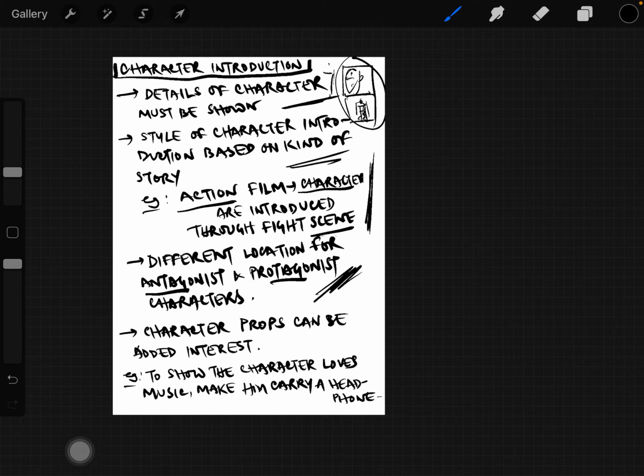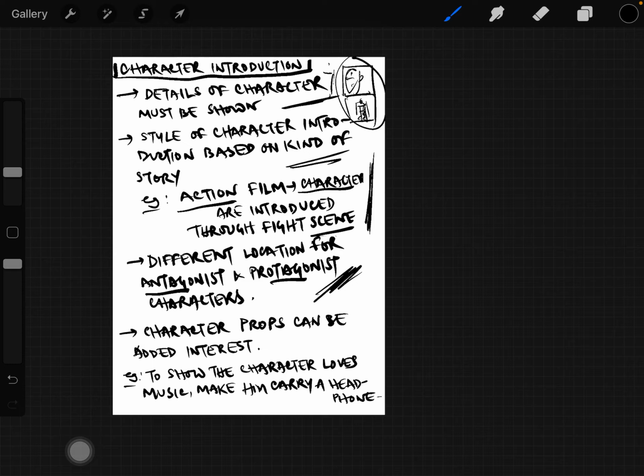For example, if you are just showing a couple, a husband and wife character, no need to show them in different locations, right, because they are both together. But if your story is about 2 friends coming from 2 different parts of this world, then it's best to introduce them separately.